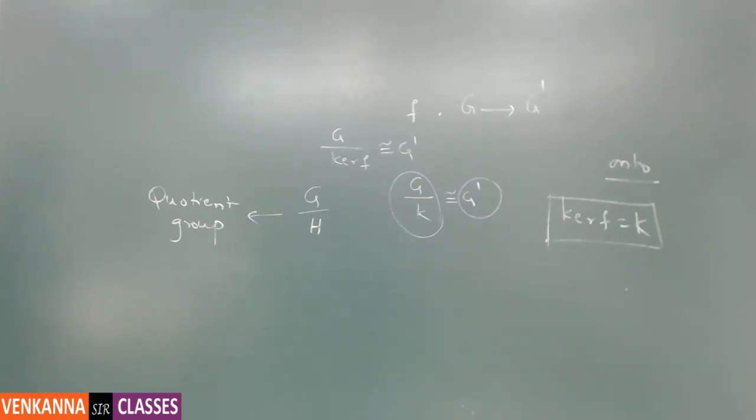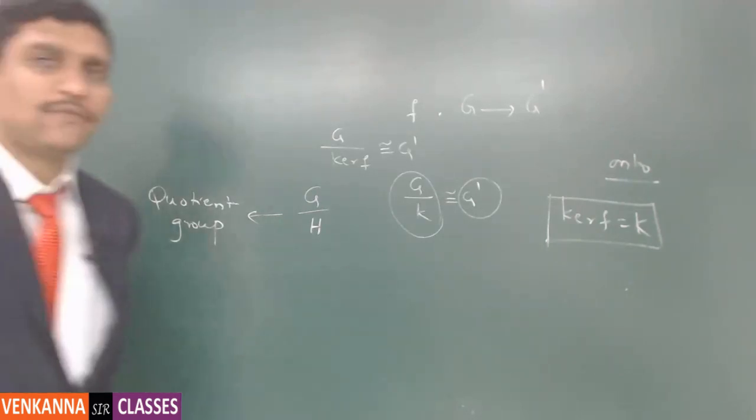Can you recollect that or not? So if you observe that, how will a quotient group be formed?